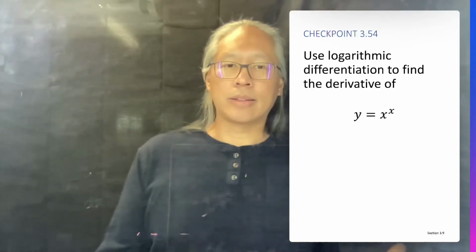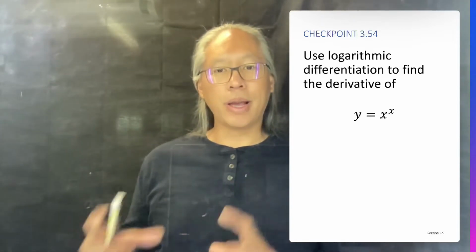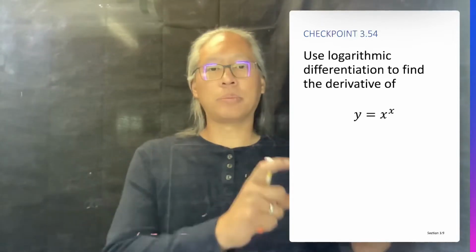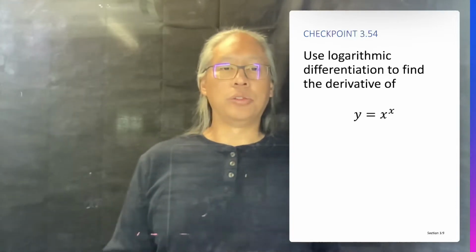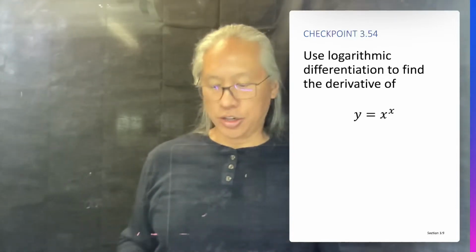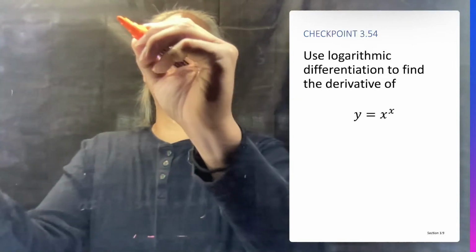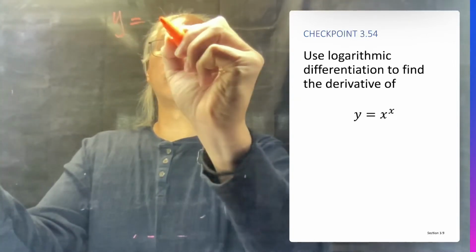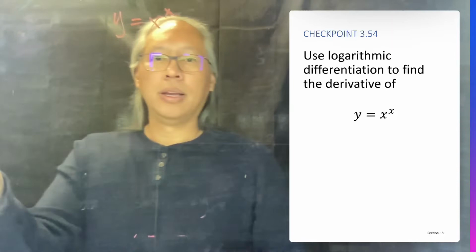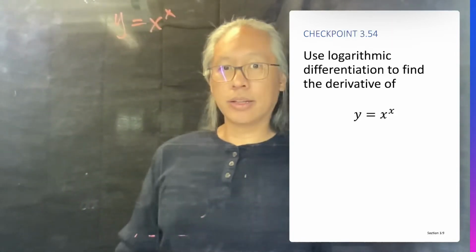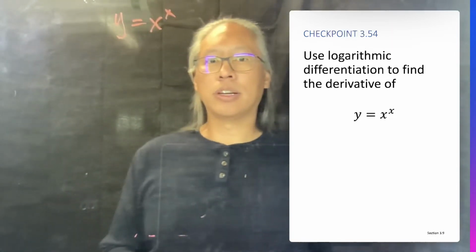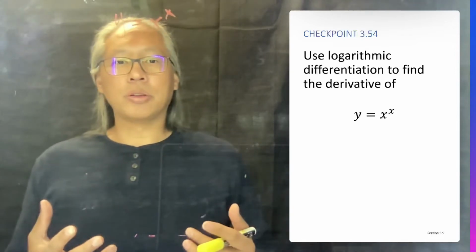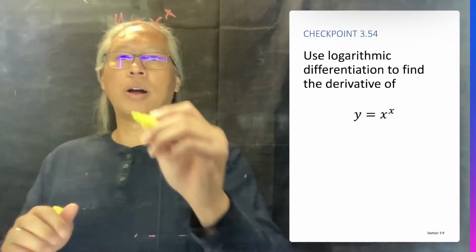This is neither a power function nor an exponential function. This is x to the x. So whenever your base has an x and your exponent has an x, you're kind of forced to use logarithmic differentiation. So how's that going to work? Let's write down y is equal to x to the x, our original function. And logarithmic differentiation tells us to take the logarithm of both sides so we can take advantage of log properties.